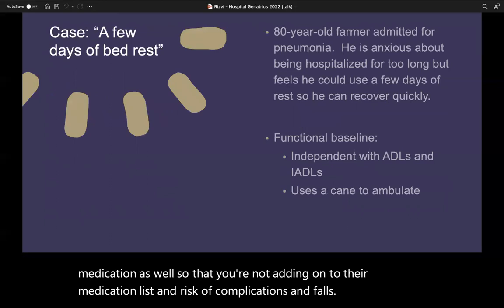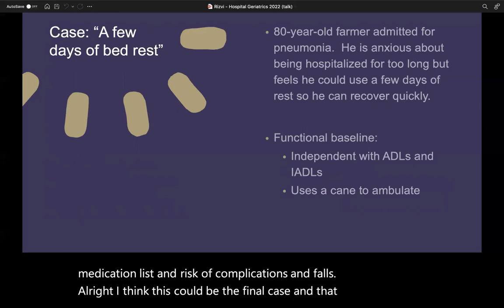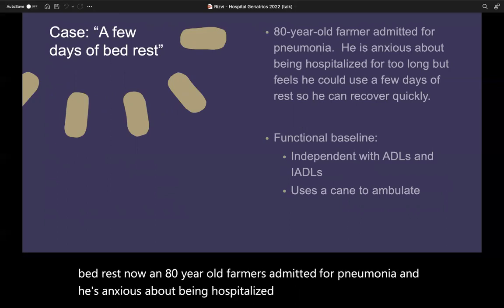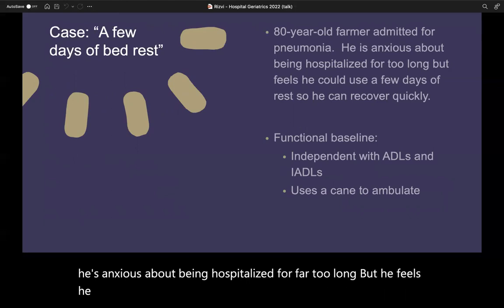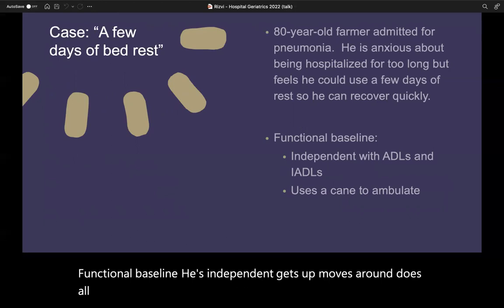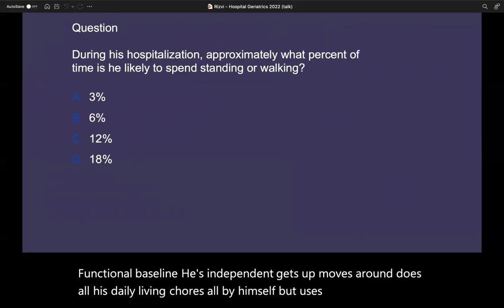All right. I think this could be the final case, and that is a few days of bed rest. Now, an 80-year-old farmer is admitted for pneumonia, and he's anxious about being hospitalized for far too long, but he feels he could use a few days of rest so he can recover quickly. Now, functional baseline, he's independent, gets up, moves around, does all his daily living chores all by himself, but uses a cane to move around.